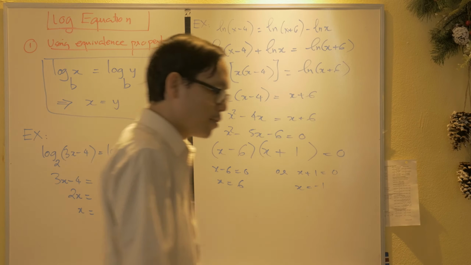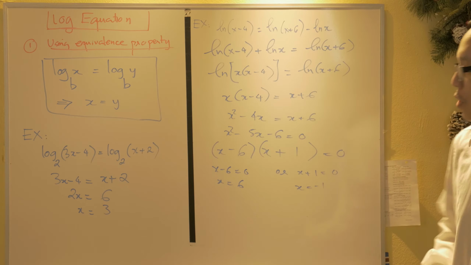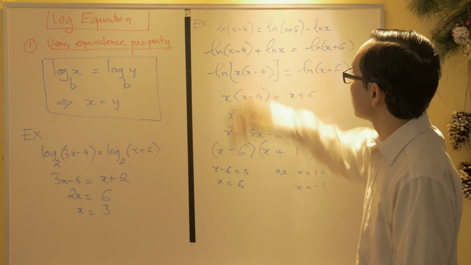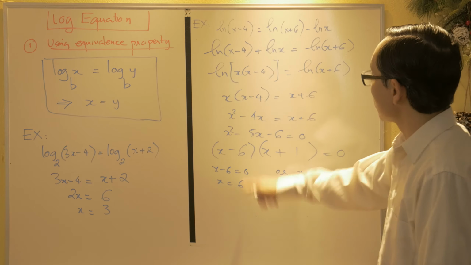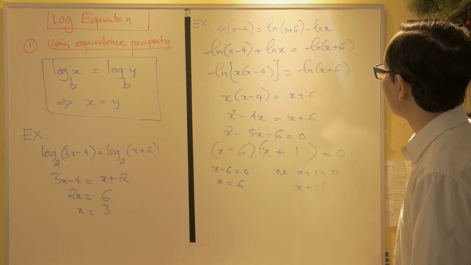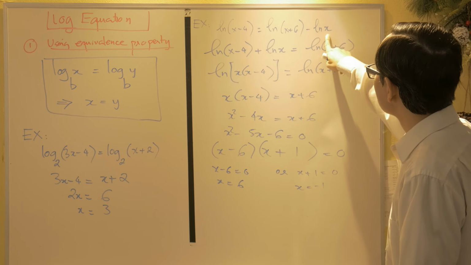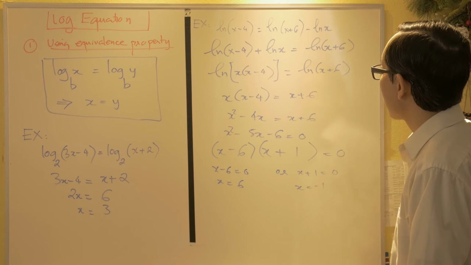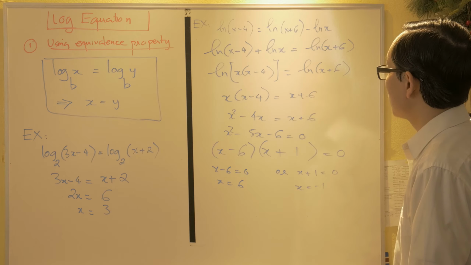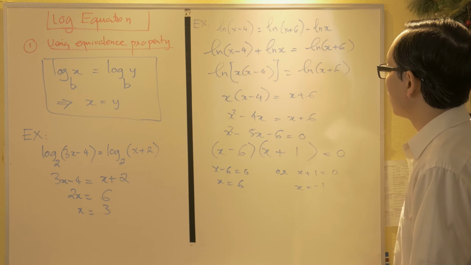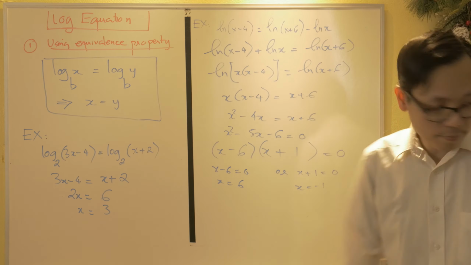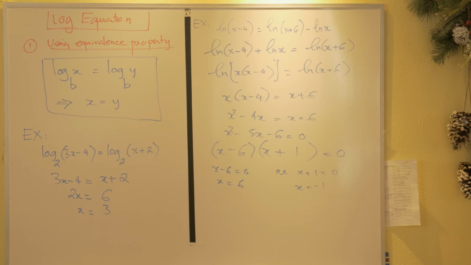And again, it looks like you have two solutions. However, you need to check which one satisfies. You always have to check, remember? So 6 over here, 6 minus 4 is 2, and 6 over here, 6 plus 6 is 12, and over here is 6. So you have ln 12 minus ln 6. Is it equal to ln 2 or not? You can use a calculator to check if the answer is correct or not.